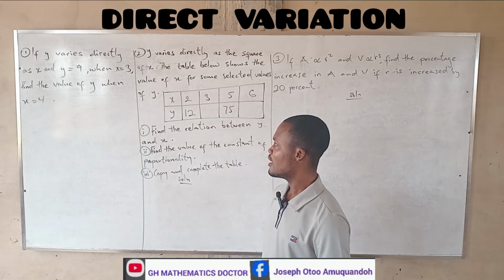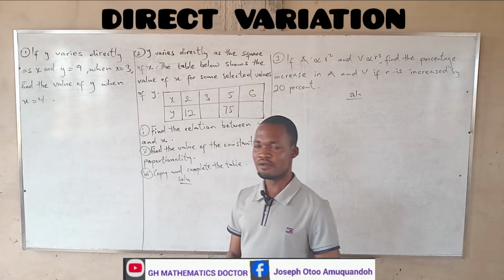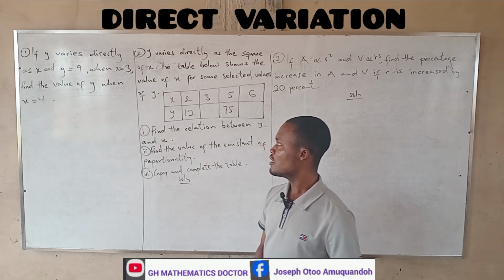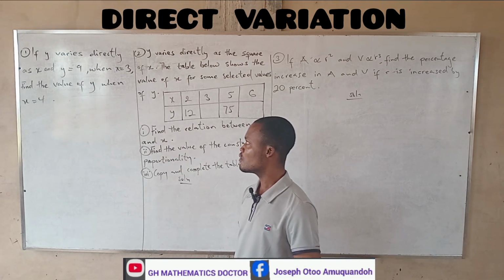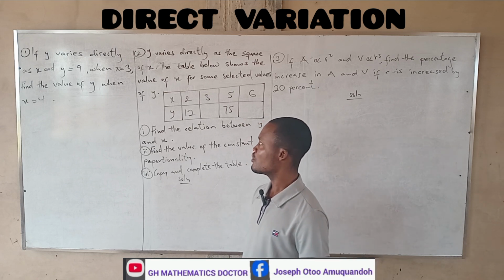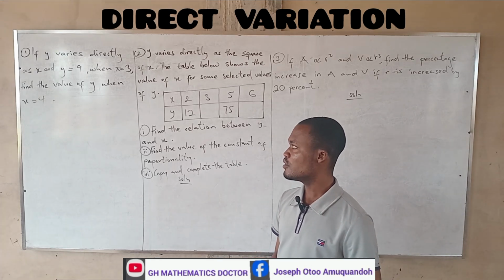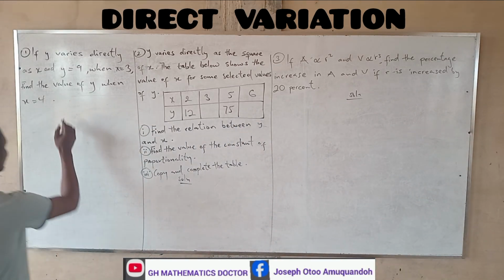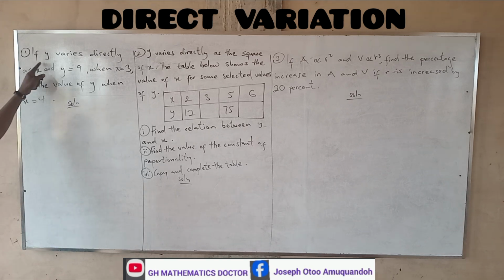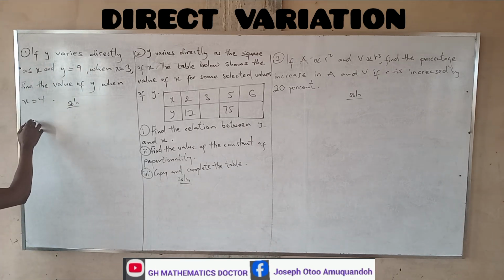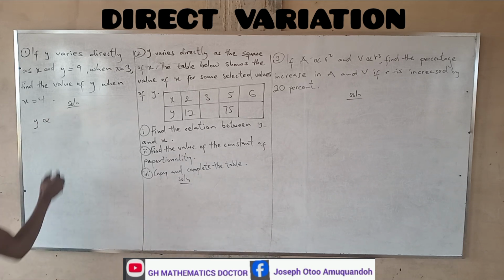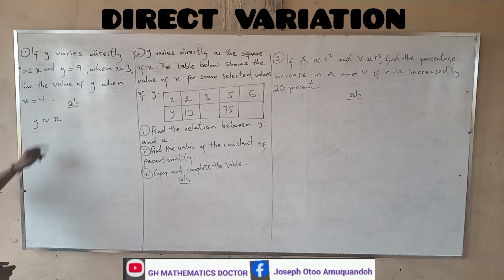So let's look at an example of direct variation. We have the question saying, if y varies directly as x, and y is equal to 9 when x is equal to 3, find the value of y when x is equal to 4. In this case, we need to write the relation of y in terms of x. So this is written as y varies directly as x.